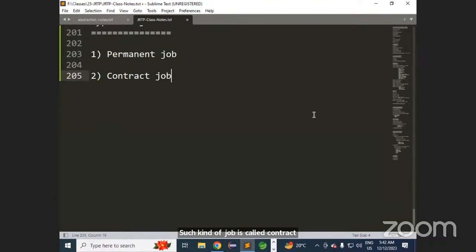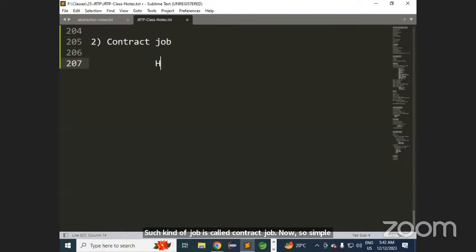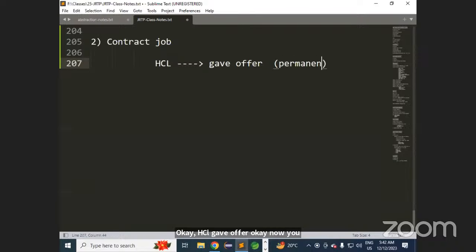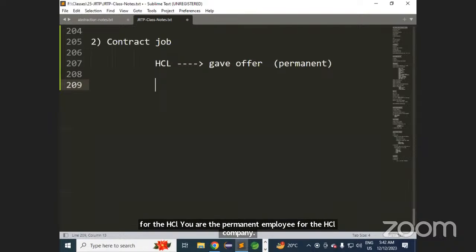Now, I will tell you a simple example. Here you got selected for HCL. HCL gave the offer, so now you are a permanent employee for HCL. You got selected in the HCL interview. HCL told you yearly 6 lakhs package. With 2 years of experience, you are getting a 6 lakhs package. But what will HCL do? HCL will sell you to Microsoft or some product-based company.